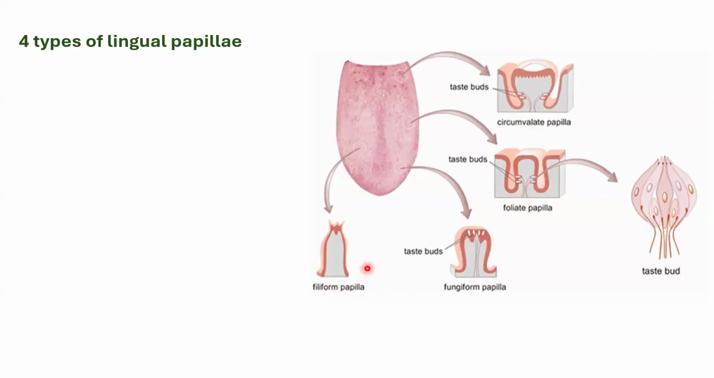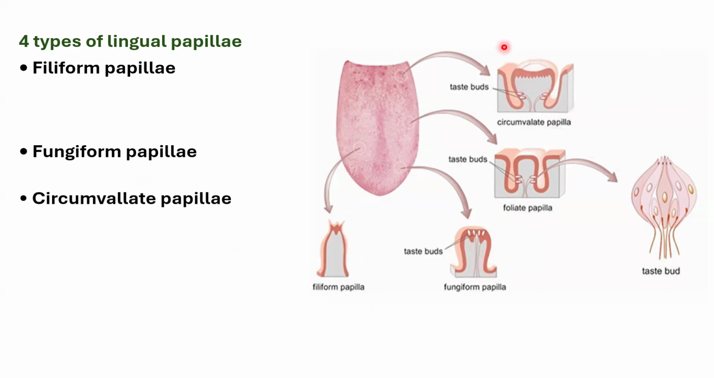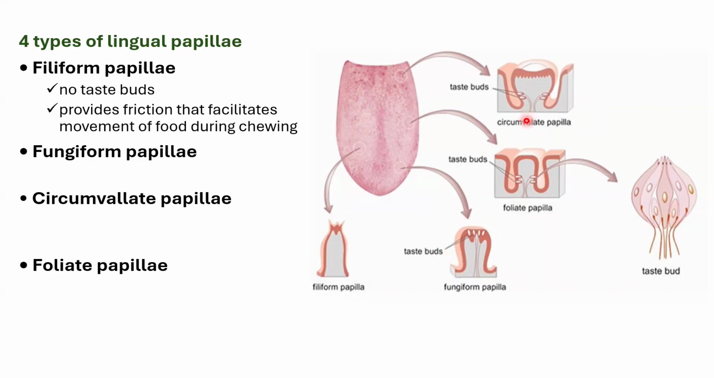So these lingual papillae are the ones that will contain the taste buds that will contain the receptors specifically for gustation. And we'll start with filiform papillae. So these are filiform papillae. Then you have the fungiform papillae, as you can see here. We have the circumvallate papillae, as you can see here. And then the last one is the foliate papillae. So these 4 will contain taste buds, but one of them will not, as you will see in a few minutes. So with filiform papillae, one thing to appreciate is that they don't contain taste buds.